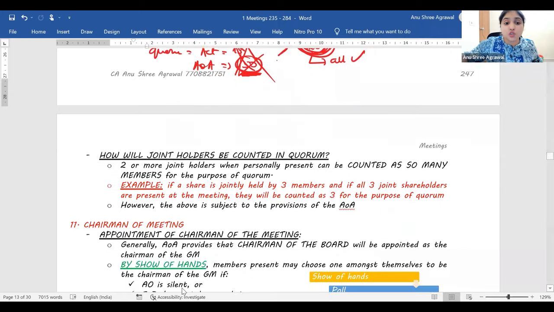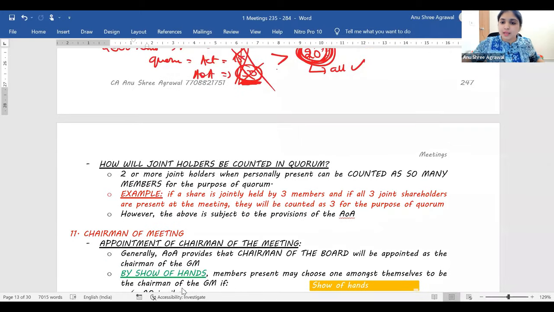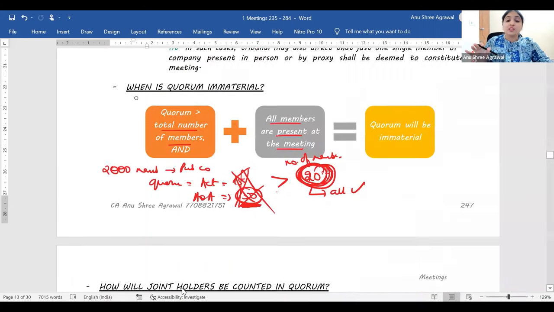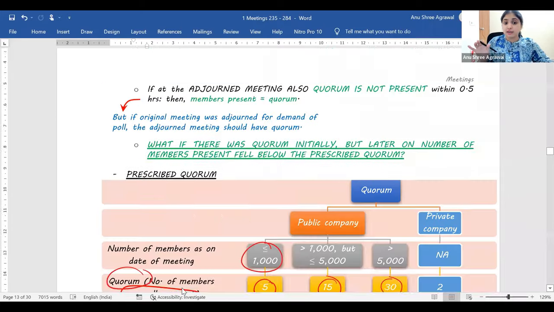Then if they are joint shareholders, how will you count them? Three joint shareholders, all three have come for the meeting. Will you count them as three or will you count them as one? You will count them as three. However many joint shareholders have come, you will count them separately. Got it, guys? So this is our entire discussion regarding quorum.